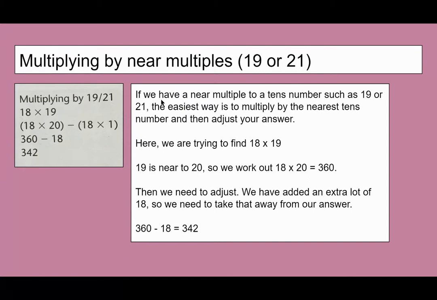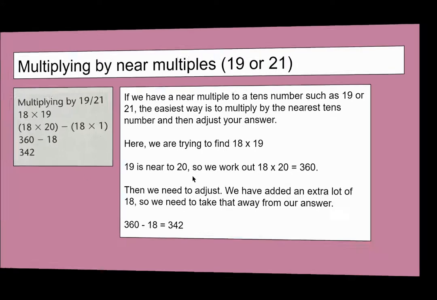Multiplying by near multiples, so 19 or 21. This is a good trick to use. So if we have a near multiple to a tens number, such as 19 or 21, the easiest way is to multiply by the nearest 10 and then adjust your answer. So here we're looking to try and find 18 times 19. So 19 is really close to 20. So first of all, work out 18 times 20 is 360. And then we need to adjust it. Now, if you've done this, we've added an extra lot of 18 onto our answer. So we need to take that away. So 360, take away 18 is 342.